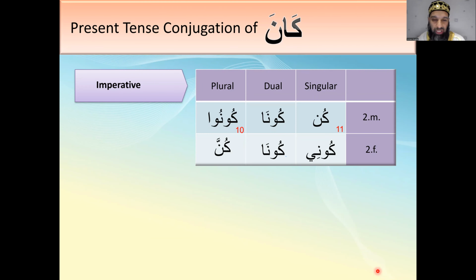As long as you've seen it, do I expect you to learn all these tables for kana and qala? No. But as long as you can remember kun means be and kunu means be plural, and you have an idea of how it came. And then obviously the more times you do it, the better it gets, the easier it gets.